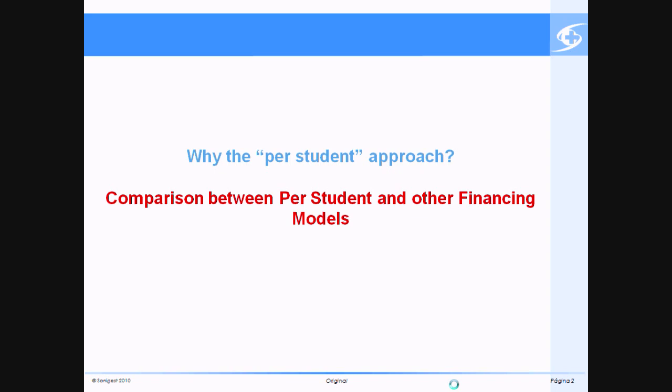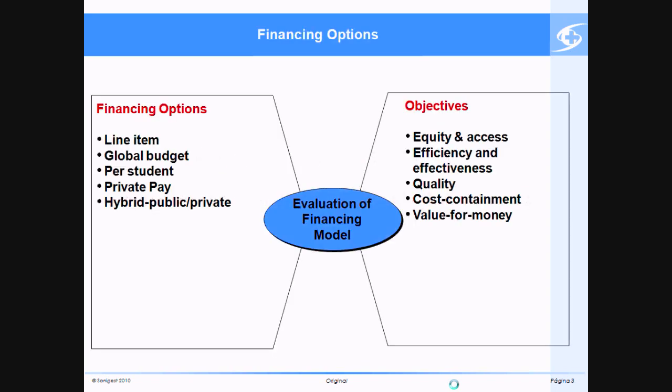First, we begin with why the per-student approach. This is a comparison between per-student method of financing and other financing models. Essentially, a number of financing options are available to us. One option is simply a line item option, in which schools would submit to us line item budgets and we would then fund them according to those line items. Another method is via a global budget, in which a budget is allocated perhaps by region to be divided up among the schools in that region.